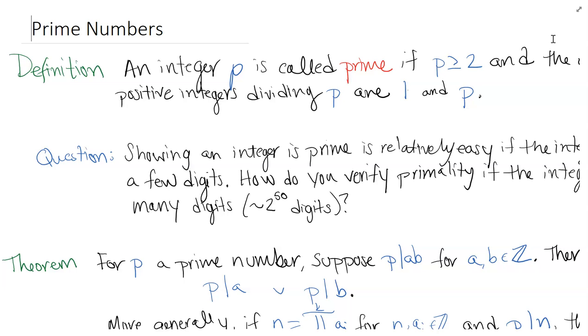Okay, so then we know that 2, 3, 5, 7, etc. are all prime numbers, right? And we can easily determine if numbers are prime if they have a few digits, but then how can you test if a number is prime if there are many digits? That's a question that I want you to think about. For those of you who are interested in computer science and computer programming, that's a good question to tackle using a computer.